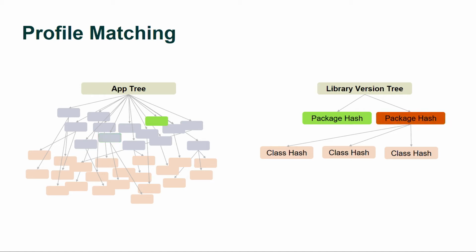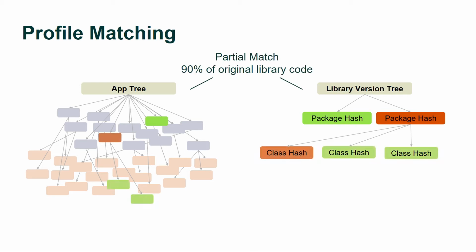Now, in case of a partial match, we can go one level deeper in the tree and check whether the library classes are included in the application. So in that case, we would find a package in the application that contains 2 out of 3 classes. For instance, because the third class has been stripped by the dead code elimination. We would then report a partial match and further indicate the fraction of the original library code that is included in the application.